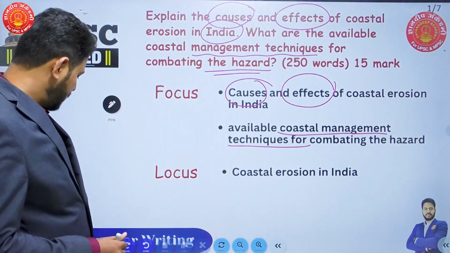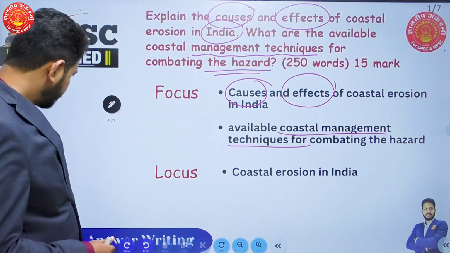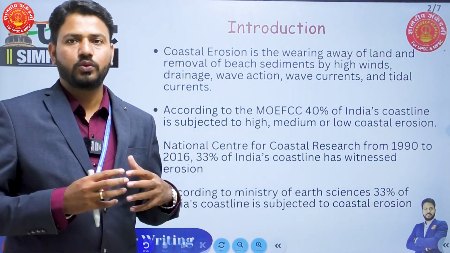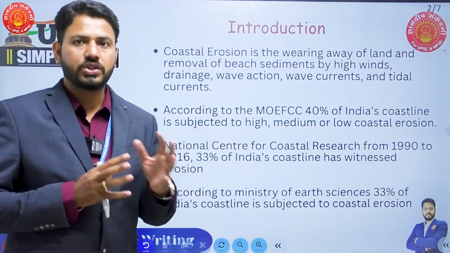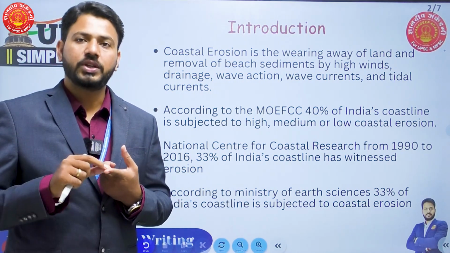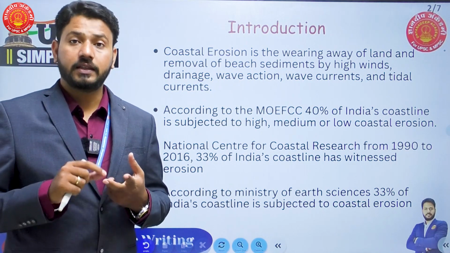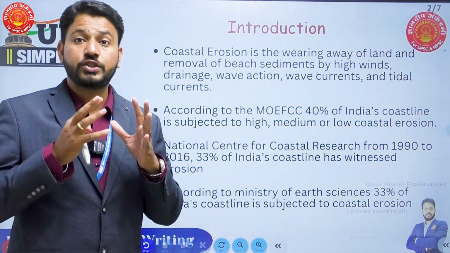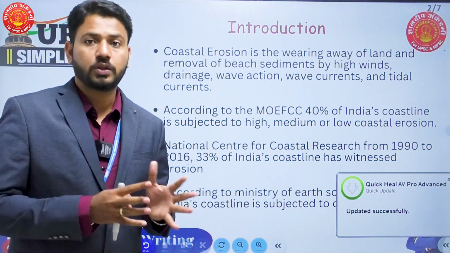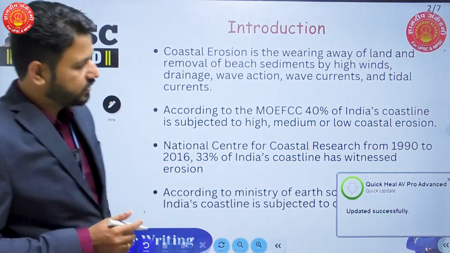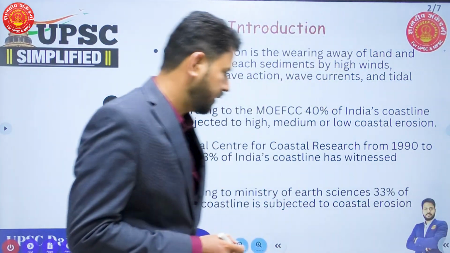Now, let's start the question with the introduction. So in the introduction, let's try to make it different. Because the question is about coastal erosion, the first thing that's important is that you'll have to mention what coastal erosion is. And the second most important part is you will have to give facts and figures which support the question. So I have 4 different points here which will help you write a good introduction.